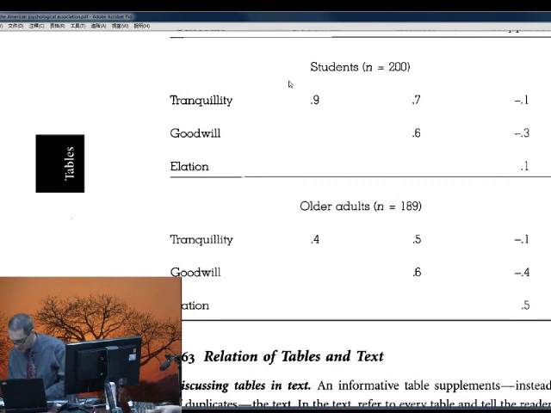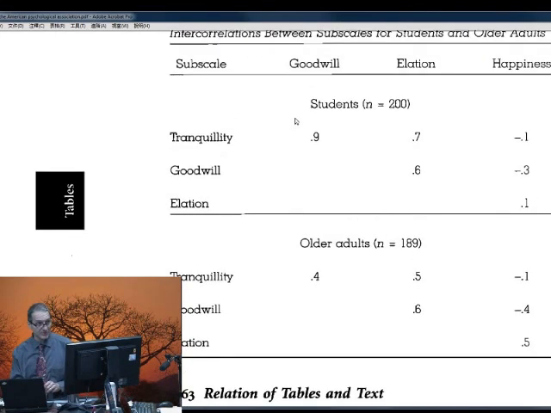Intercorrelations between subscales of students and older adults. How is this different than the other one? This looks the same to me. They don't have the numbers. Yeah, right. They've just broken it up. They're not correlations. They're intercorrelations between subscales. Okay, this is different. So this is correlation, but it's not just correlation of one thing, right? It's correlation of different things.